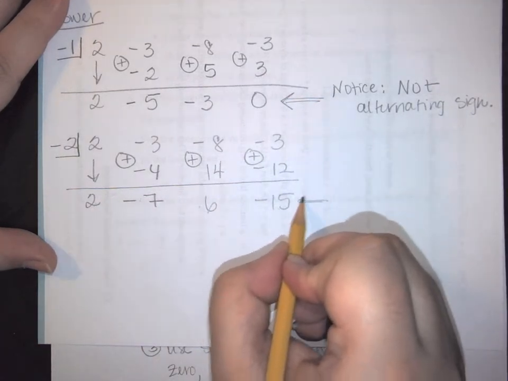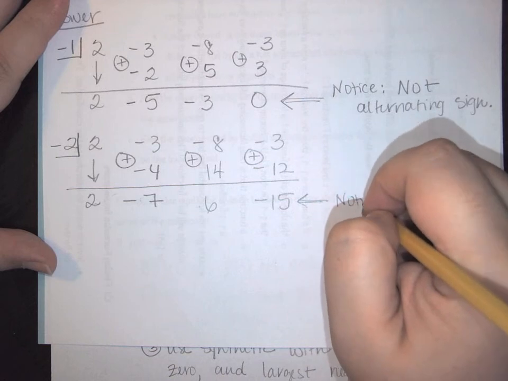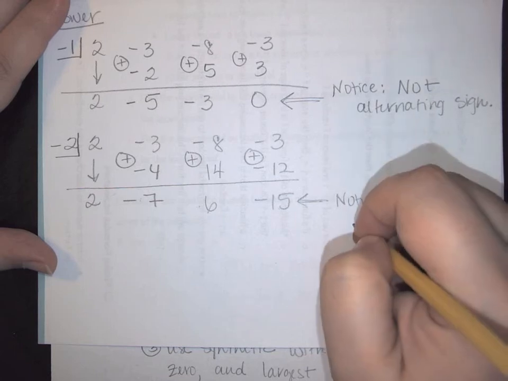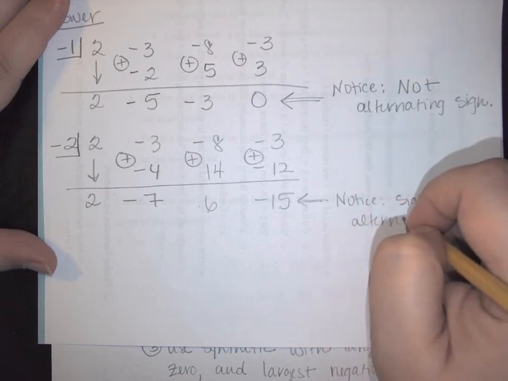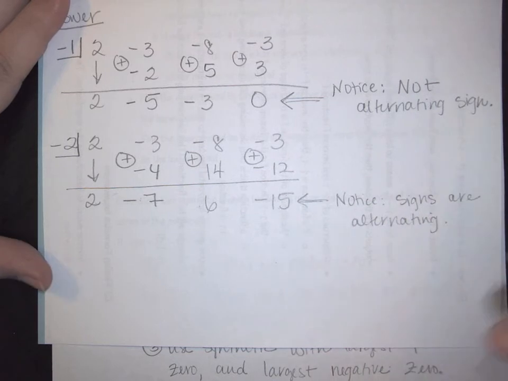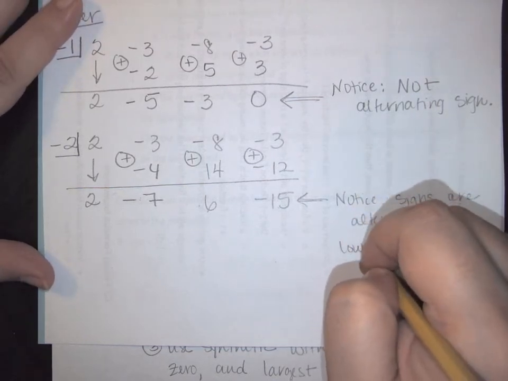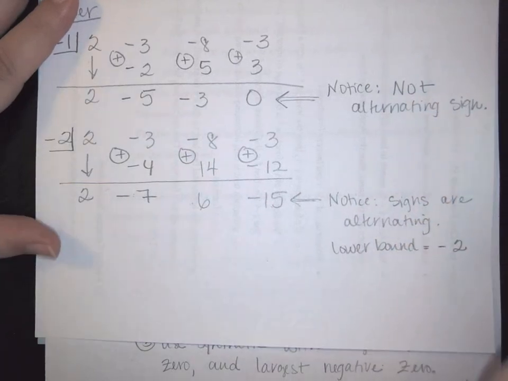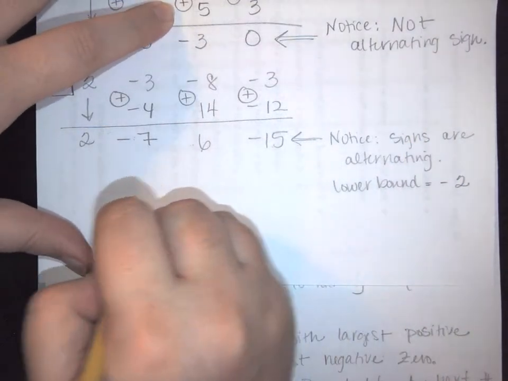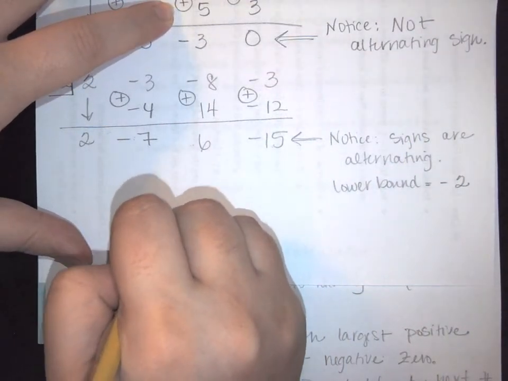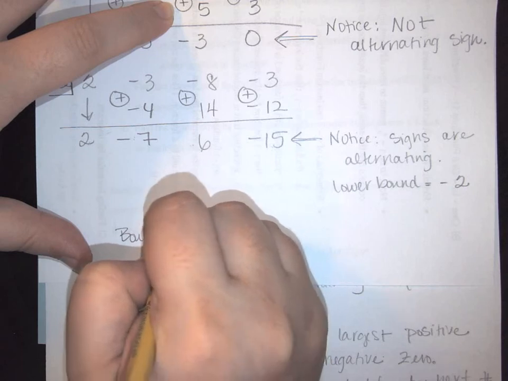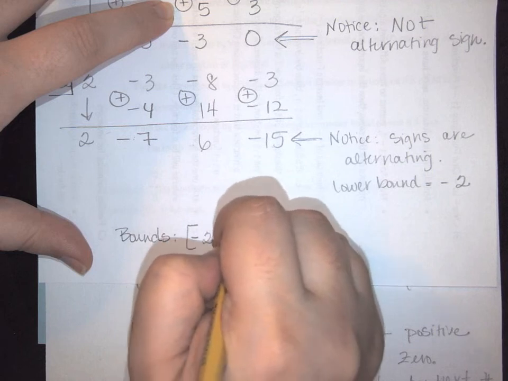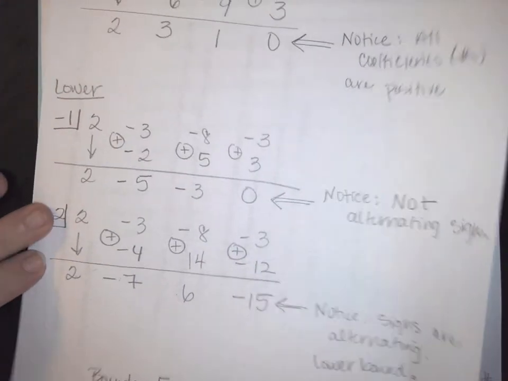So again, when you look down here, what you will notice is that your signs are alternating. So what this means is that your lower bound is a negative 2. So in order to write the solutions, your bounds would be the interval from negative 2 to 3.